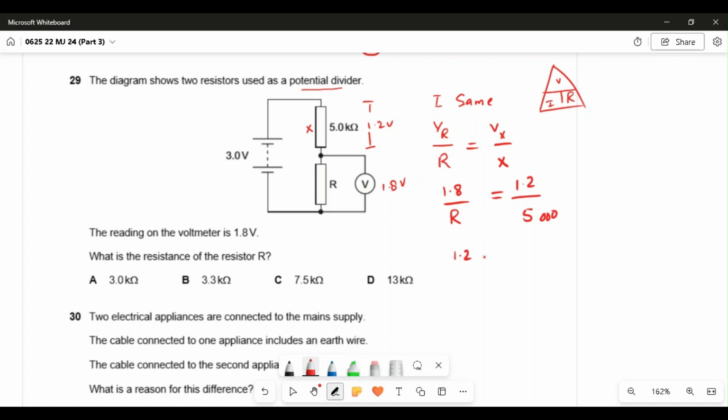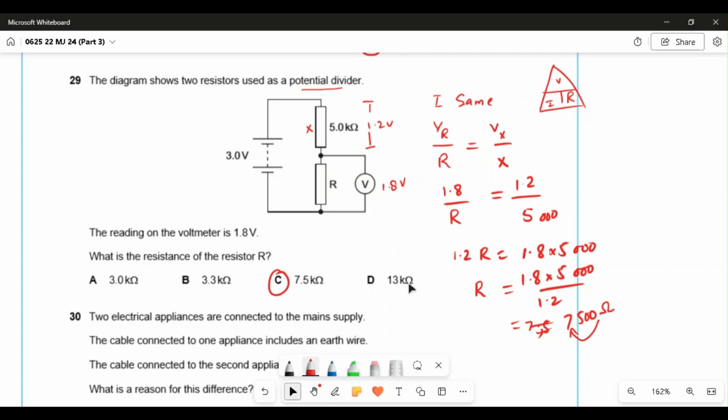So I can cross multiply them. I will get 1.2 R is equal to 1.8 times 5000. Moving 1.2 to the other side, 1.8 times 5000 divided by 1.2. So my answer is 7,500 ohm. In kilo ohm, I will divide it by 1000 and it is 7.5 kilo ohm.